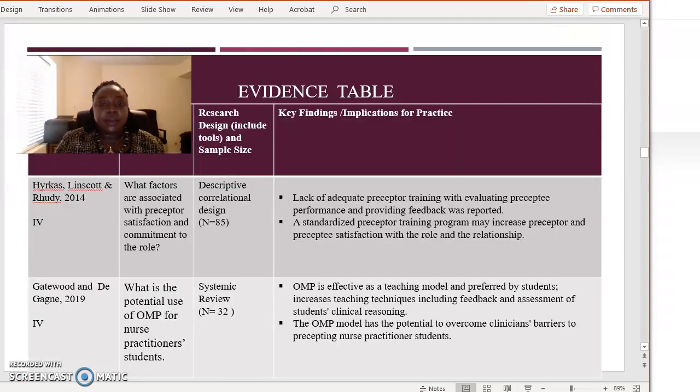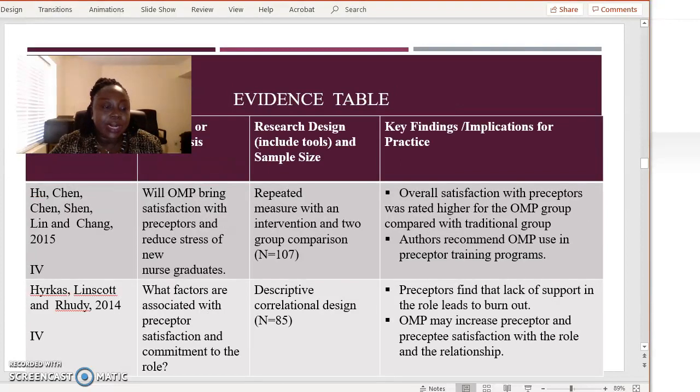So this is the evidence table, lots of evidence to show and to support that indeed the 1-minute preceptor method is able to give the students the needed knowledge, give the students the needed feedback for the students to be able to perform well during clinicals and also to perform well after school as nurses.